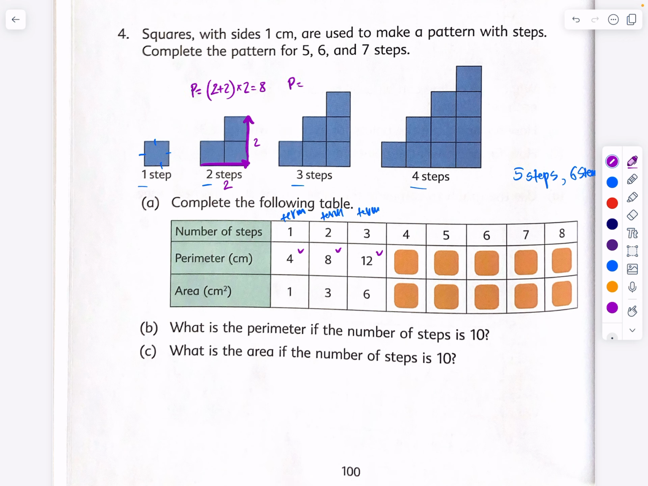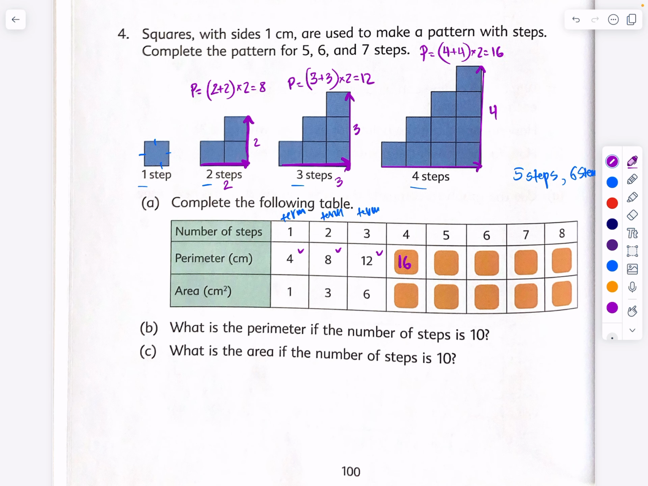Now here perimeter will equal to 1, 2, 3. We have 3 by 3. So 3 is the length, 3 is the width, and we're going to double the trip. 6 times 2 is 12. Now for 4 steps, of course we have 4, that's the length, plus 4, that's the width, and the perimeter of such a shape, of such a step, is 4 plus 4, and we double that. So it's 8 times 2 is 16.